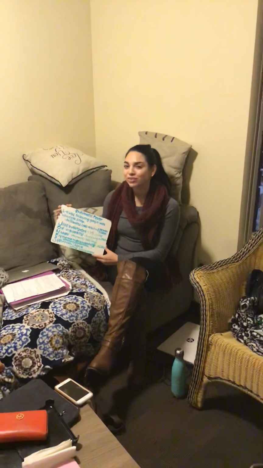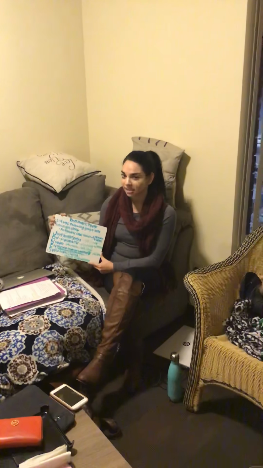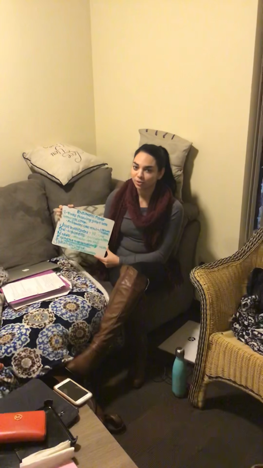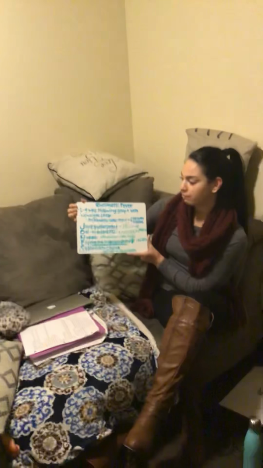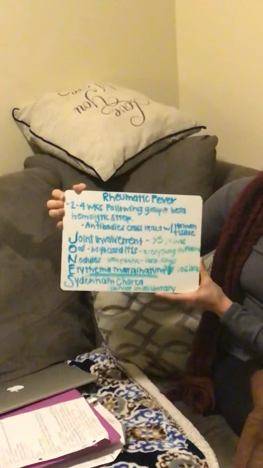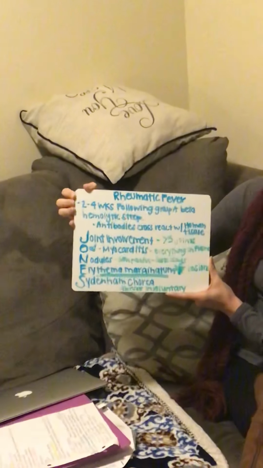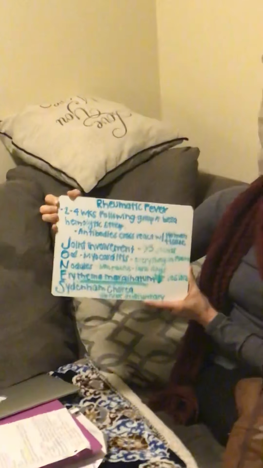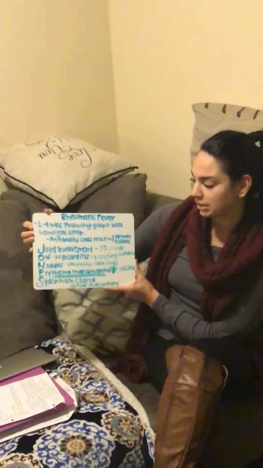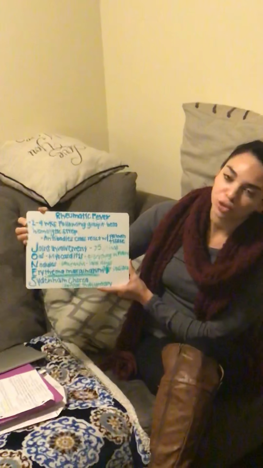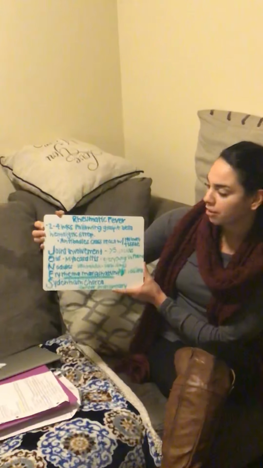But today we're going to be going over rheumatic fever along with endocarditis and differentiating between the two. So we're going to start with rheumatic fever. As you can see here, it typically follows strep, group A beta hemolytic strep, usually about 2 to 4 weeks after that initial diagnosis. What happens is the antibodies cross-react with the human tissue, and that leads to the rheumatic fever.